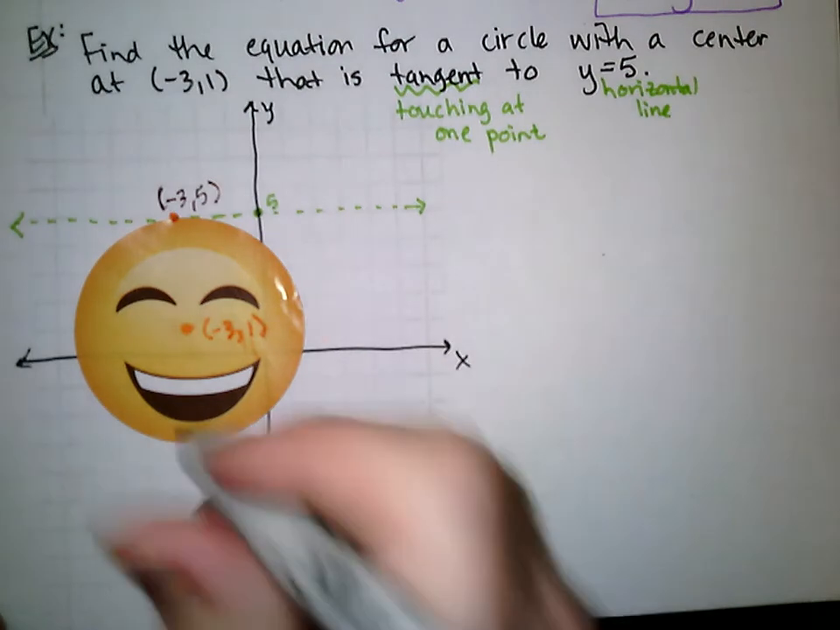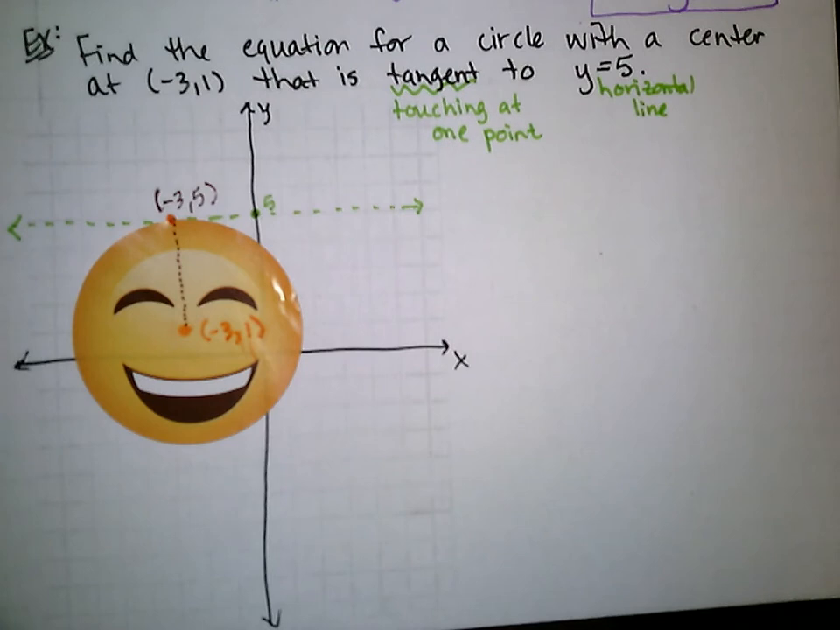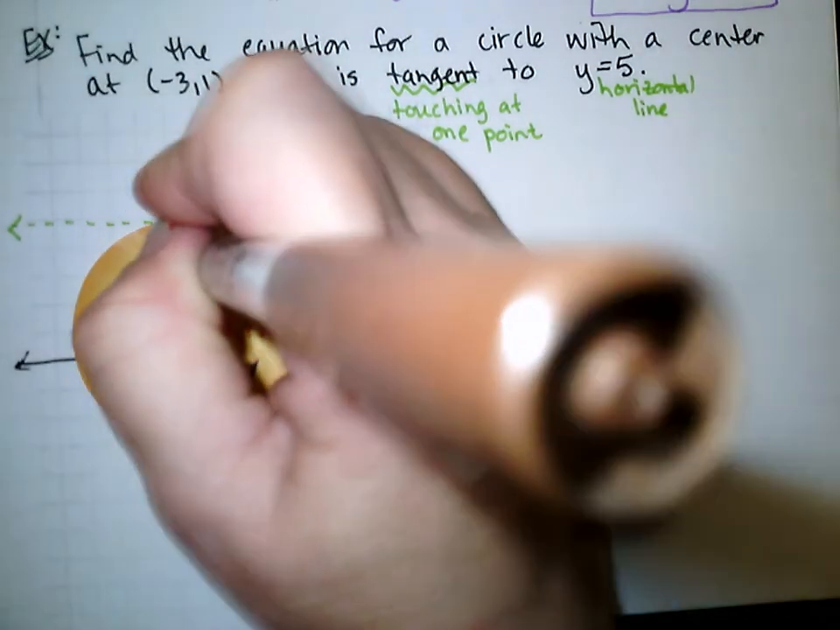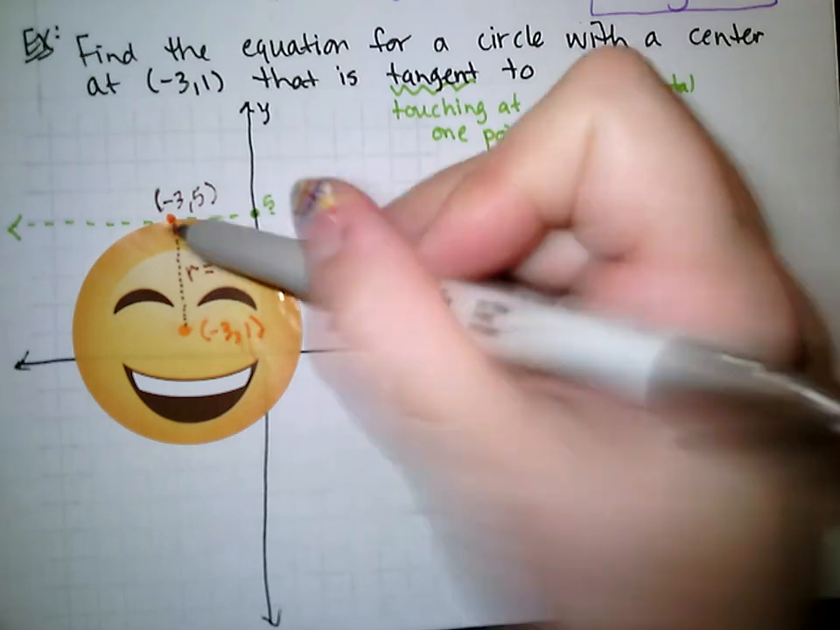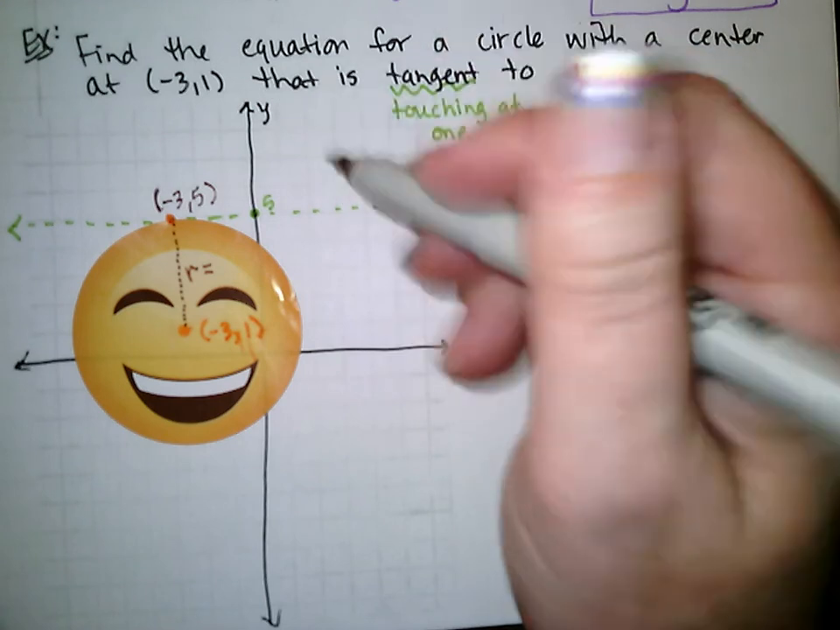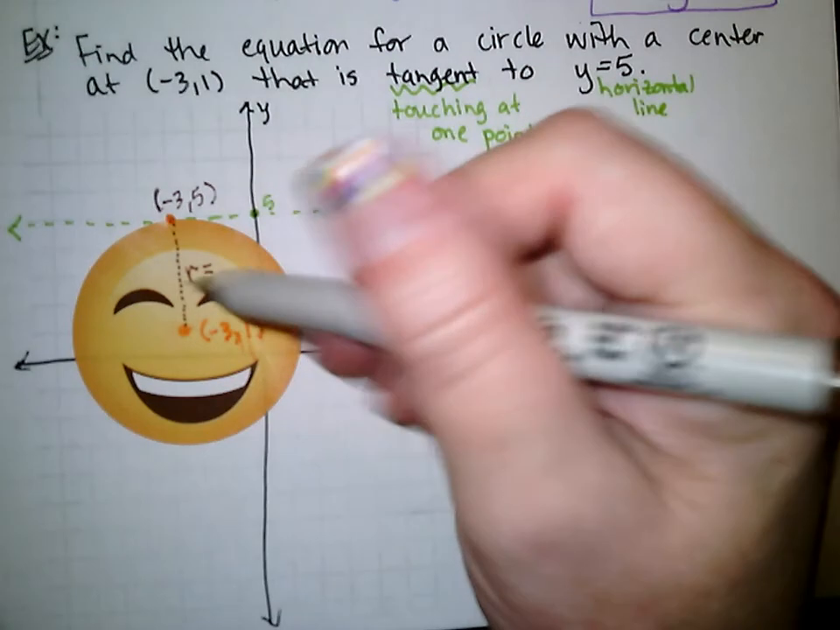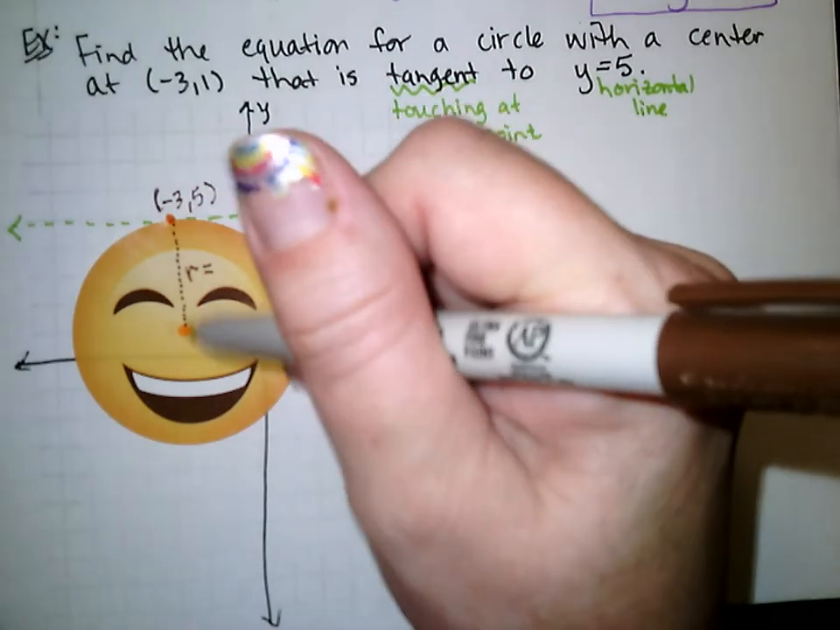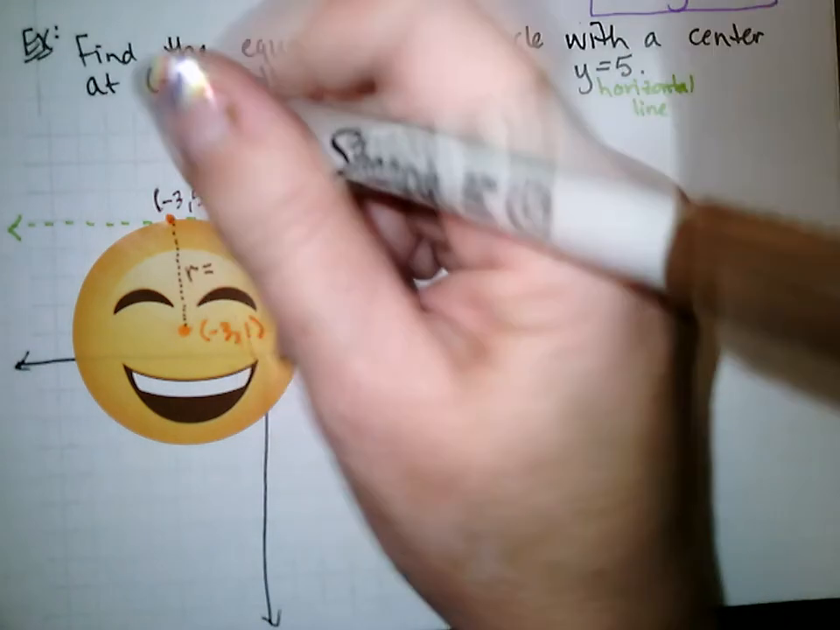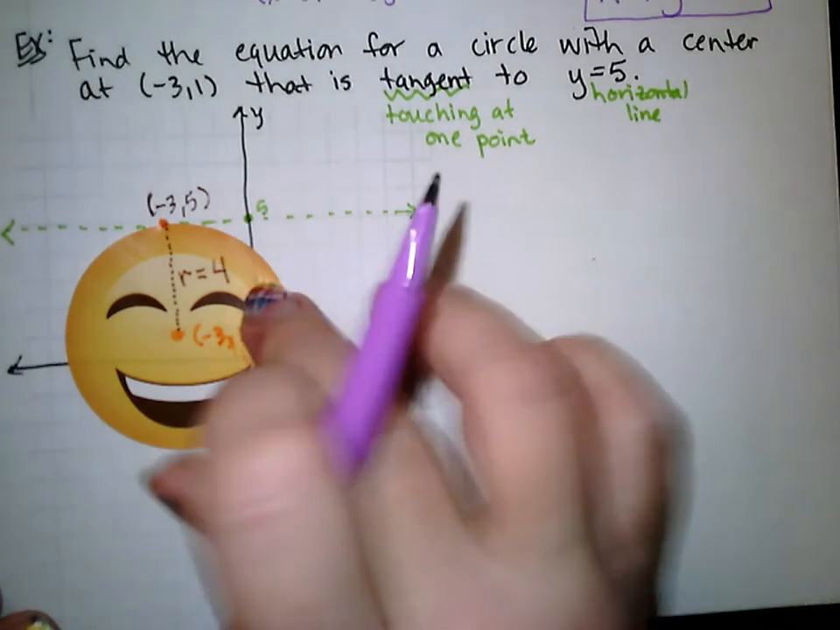How do we know that? Because the center is directly below it. So the length of this radius is going to be however long it is from -3, 1 to -3, 5. We can do that with the distance formula, or we can realize that it's along that same vertical line, but we're only going to be moving up 4 units. So the length of our radius is 4. This problem actually doesn't require a lot of work, but it requires some thinking and problem solving.